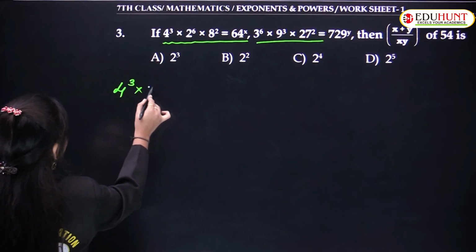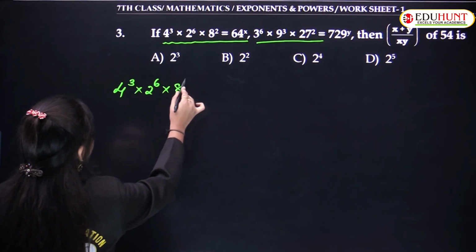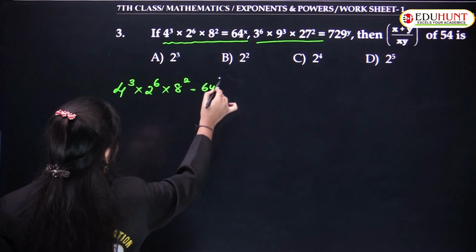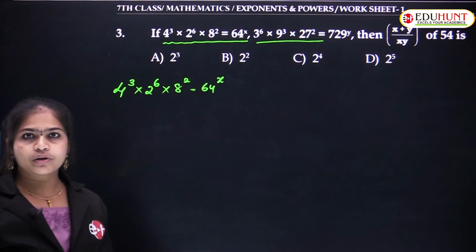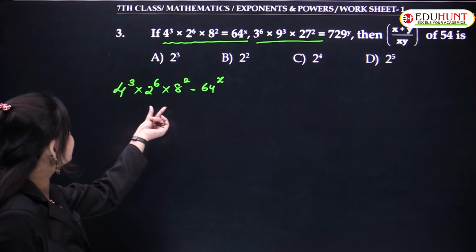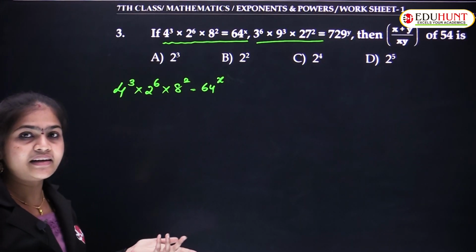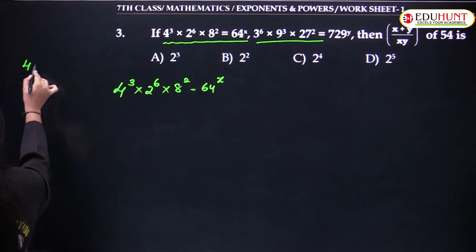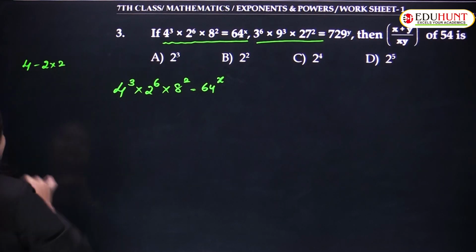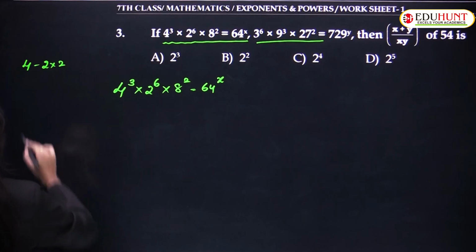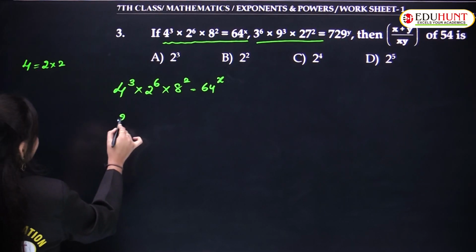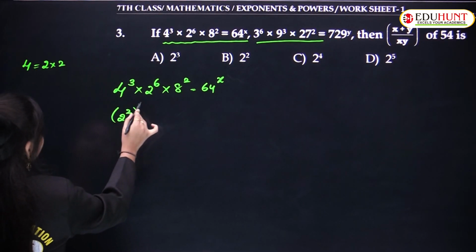4 cube into 2 power 6 into 8 square is equal to 64 power x. Okay. How can we write that? Here see that we have to write the factorization. 4, how can we write that? 4 we can write as 2 into 2. Yes or no? 2 2s are 4. That's why here 2 square whole cube.